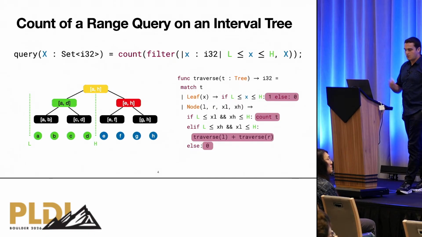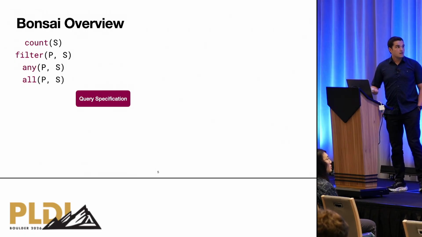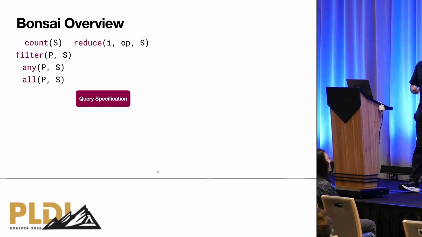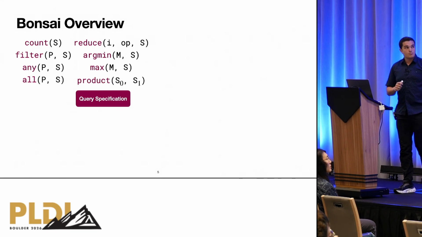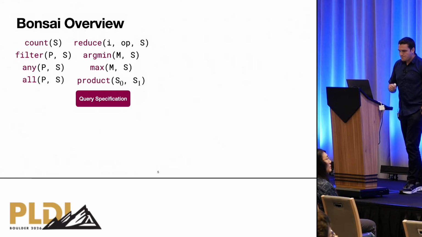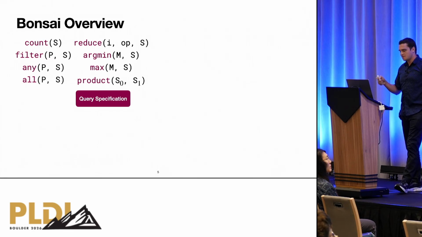But counts and range queries are not the only operations that we care about accelerating via trees. In Bonsai, we support count and a more general notion of filter, as well as any and all, which are binary forms of filter, a more general form of reduction operator for associative and commutative reductions, as well as idempotent operators like argmin, argmax, min, and max. We also support product, which is going to allow us to represent an interesting class of joins. And while we have sub-languages for expressing the metrics for argmin and argmax, I'm not going to talk about that today. So if you're interested, look at the paper.